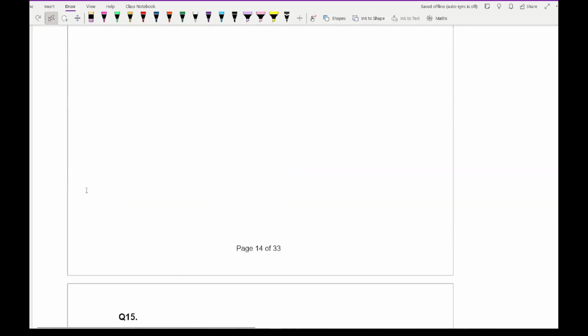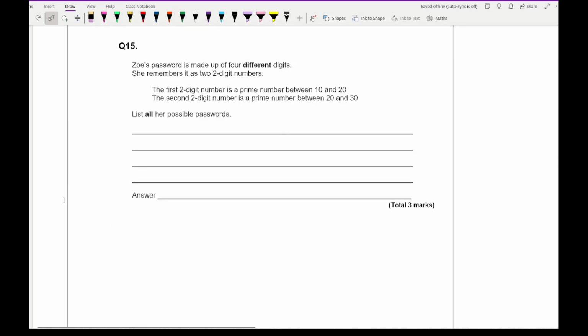Again, it's worth just looking at the mark scheme. For question 15, it says Zoe's password is made up from 4 different digits. She remembers it as 2-digit numbers. The first 2-digit number is a prime number between 10 and 20. The second 2-digit number is a prime number between 20 and 30. List all the possible passwords.